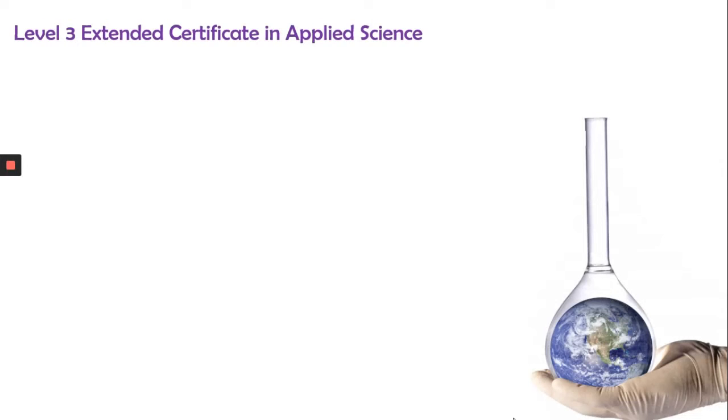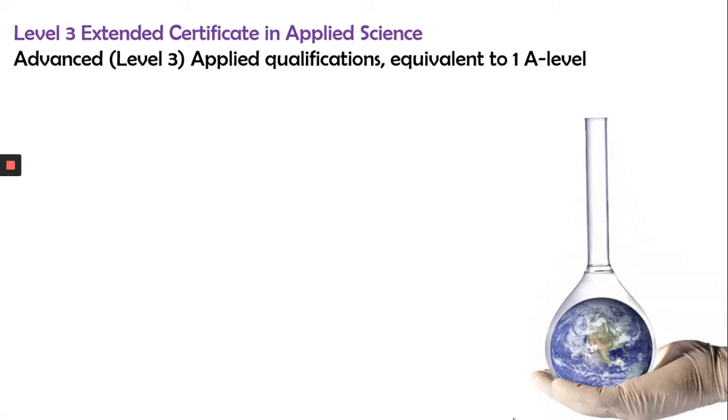I'm also a teacher of the Applied Science course, or to call it by its full name, the Level 3 Extended Certificate in Applied Science. The Extended Certificate is an advanced Level 3 qualification which is equivalent to one A-level. So you can take it alongside two other subjects and perhaps EPQ.